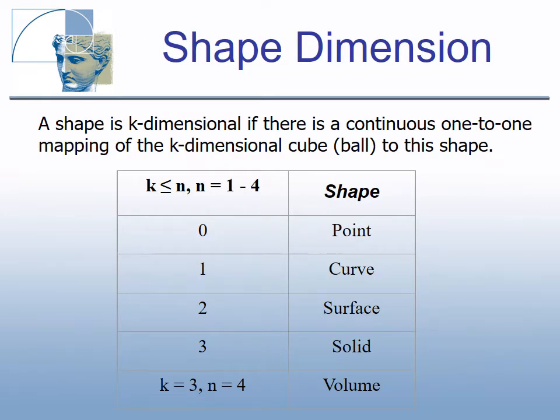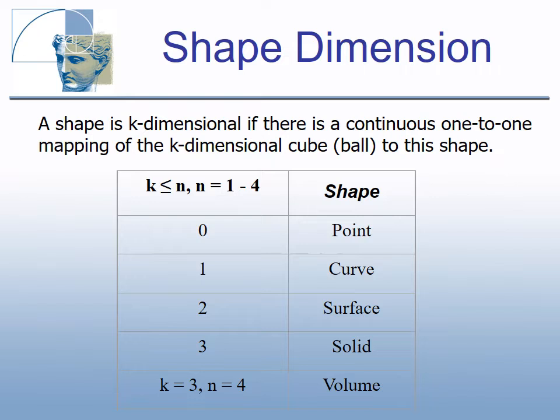We have to distinguish dimension of space and dimension of shapes embedded in the space. Roughly speaking, shape dimension is the number of coordinates needed to specify a point in the object. The following definition is more formal. A shape is k-dimensional if there is a continuous one-to-one mapping of the k-dimensional cube or ball to this shape. The table below shows dimensions of the shapes in geometric spaces with n from 1 to 4. As we can see, dimension of shape can be equal or less than the dimension of space.